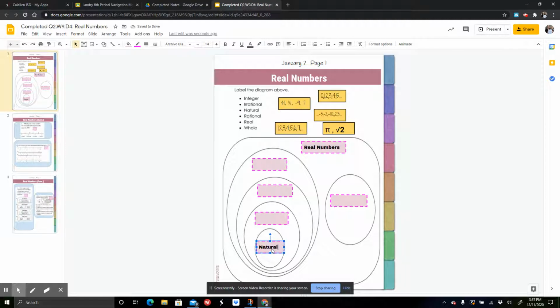Some people call them the counting numbers because it goes 1, 2, 3, 4, 5, 6, 7, like you're counting. The next one out is whole numbers. And the only difference between whole numbers and natural numbers is that you have the 0 and then you continue counting 1, 2, 3, 4, 5 to infinity.